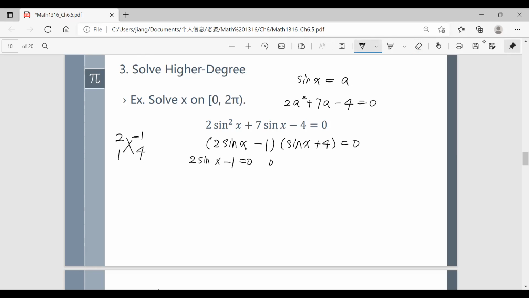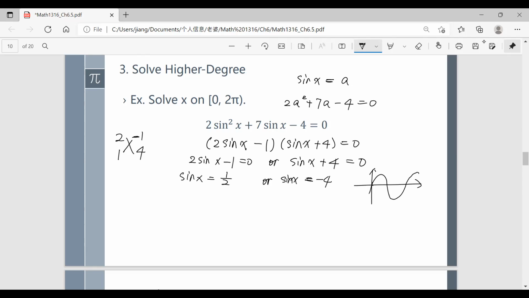Equals 0, or sine x plus 4 equals 0. And solve for sine x. Sine x equals 1/2, or sine x equals -4. Can I choose sine x equals -4? We can't choose sine x equals -4 because we have learned the graph of sine x.